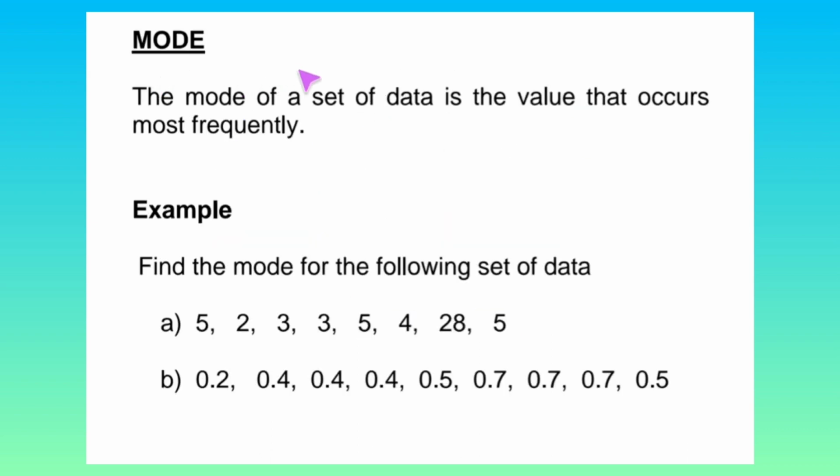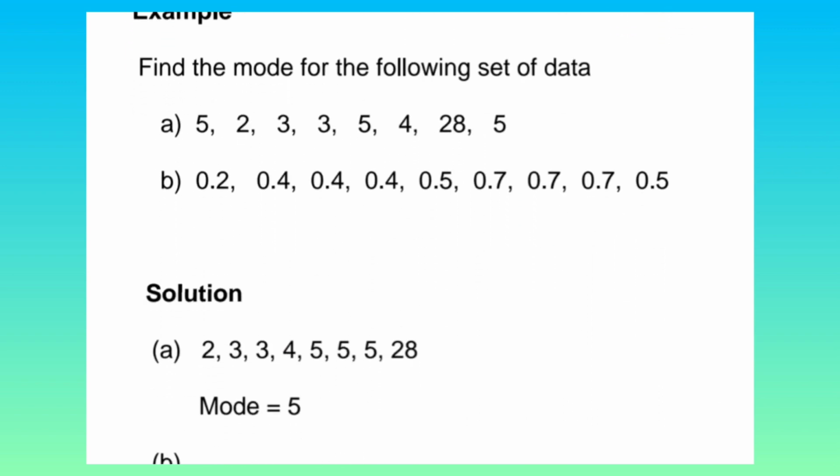Okay, next, mode for ungrouped data. The mode of a set of data is the value that occurs most frequently. Example 1, find the mode of the following set of data. Firstly, make sure you arrange in ascending order and then identify which number occurs most frequently. So from here we know we have 3 times the number 5, so the mode will be 5.